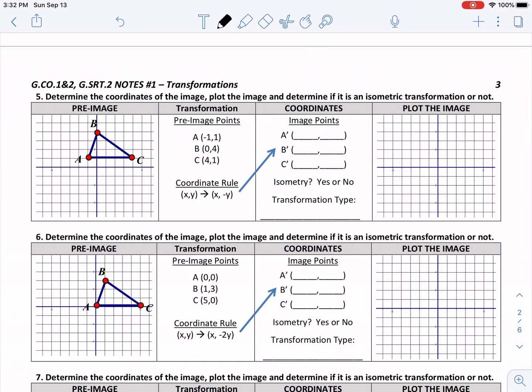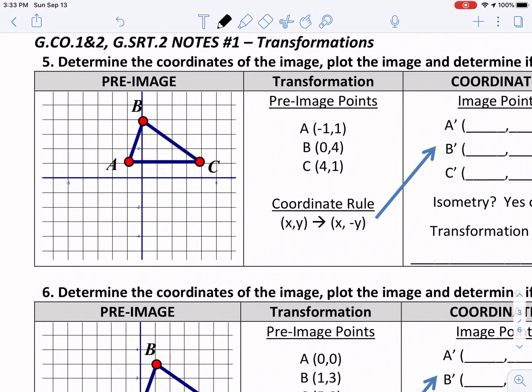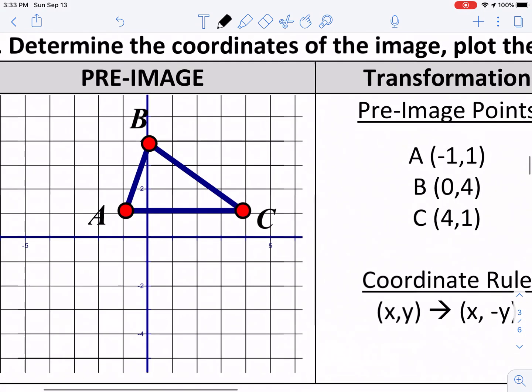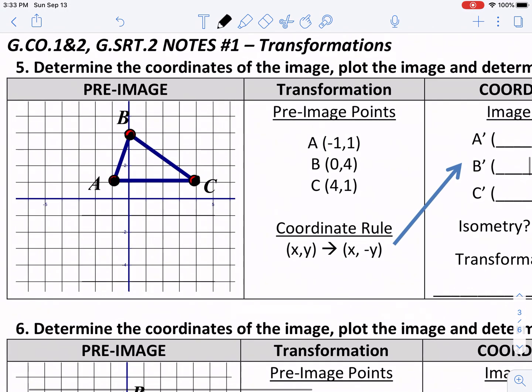You can also talk about transformations in terms of taking points on a coordinate plane and mapping them to a certain destination. In this image, we have A at negative 1, 1, B at 0, 4, and C at 4, 1. So we have those already in our pre-image. Now, they're giving us a coordinate rule, a mapping rule, that tells us we want to take each point in the pre-image and map it to its image.